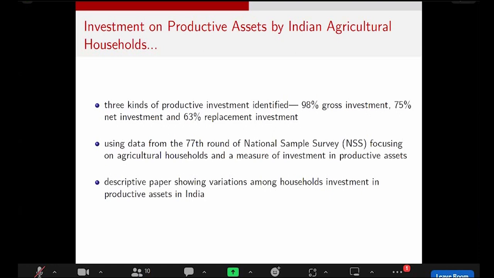They have carefully used the National Sample Survey, which is focused on agricultural households. They have this measure of investment in productive assets, and they have used that to show the differences in investment in productive assets. So this is a nice descriptive paper showing variation among household investment in productive assets in India. They have divided it in terms of states and different household structures, and shown that there are differences in investment in productive assets in India.